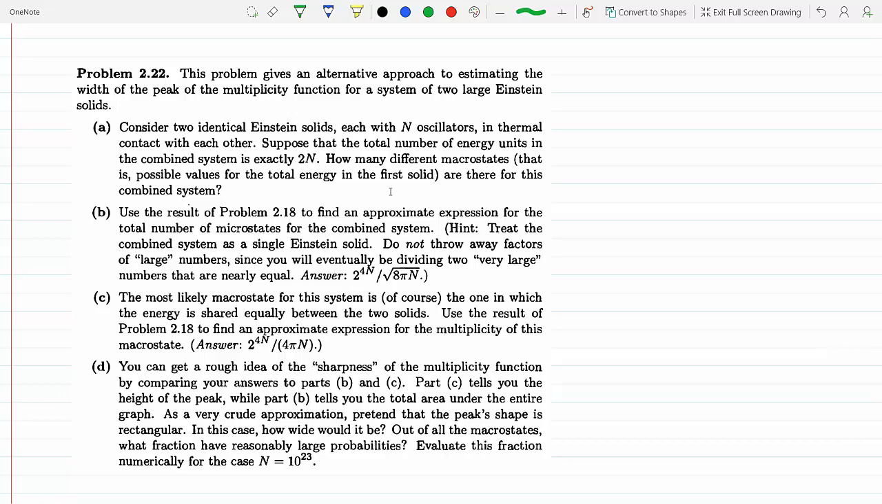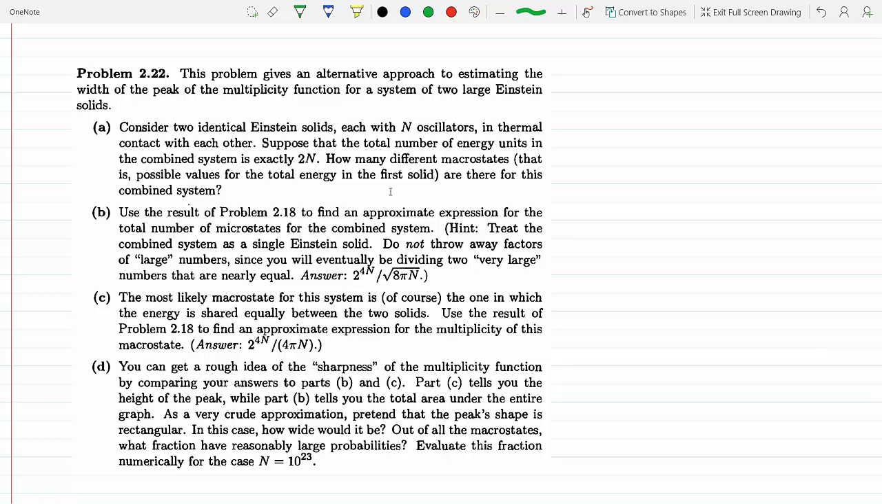So for part A, it says we have two identical Einstein solids, each with n oscillators, so we have a total of 2n oscillators in thermal contact with each other. Suppose that the total number of energy units in the combined system is 2n. How many different microstates are there for this combined system, i.e. how many possible values of the total energy can the first solid get?